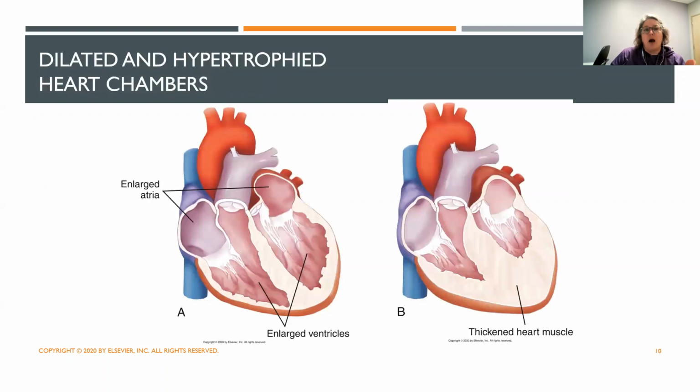So here is a picture of dilated heart chambers. Look at how big those enlarged ones are. And then here's that hypertrophy with that thickened heart muscle. So in this one, in A, the blood can get in, but it can't get out because there's just too much space and there's not enough heart muscle. In B, there's just not enough space because we have too much heart muscle. So that's kind of the visual version of both dilated and hypertrophy.